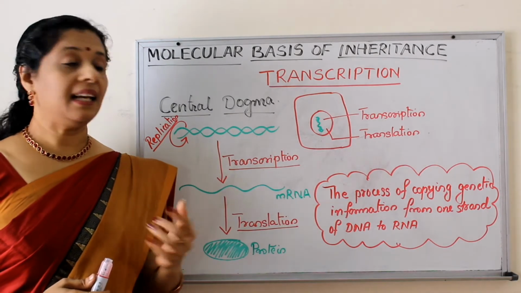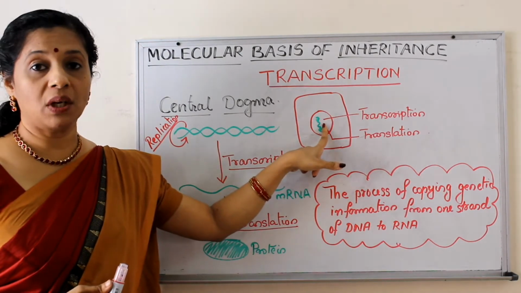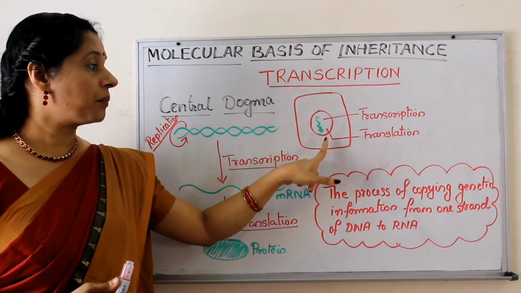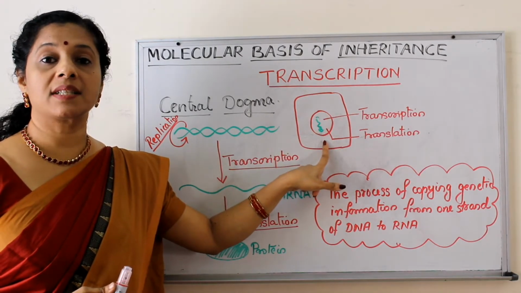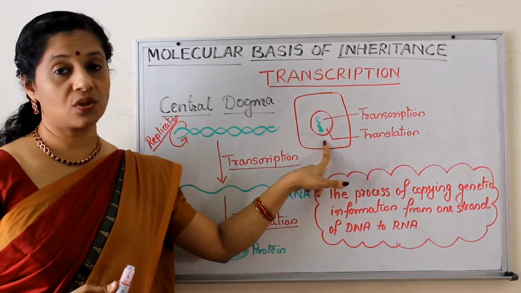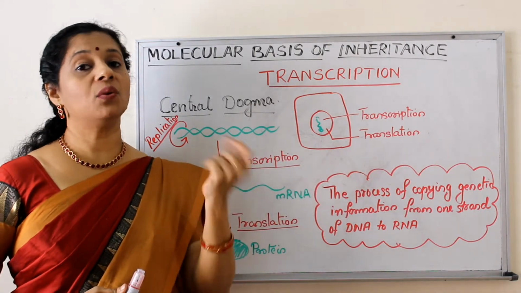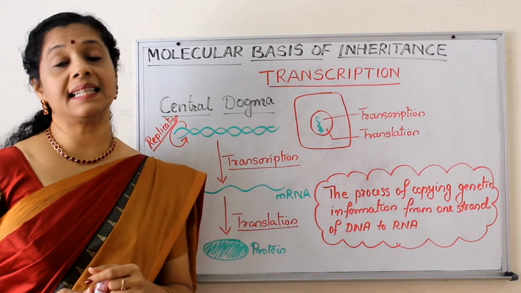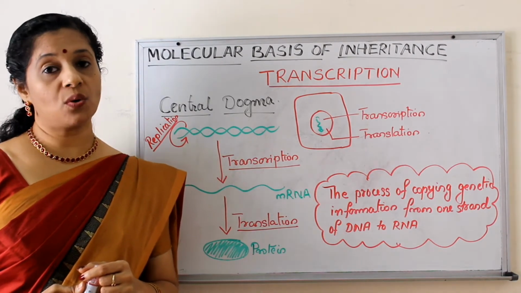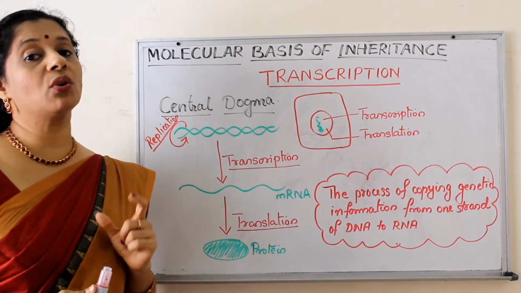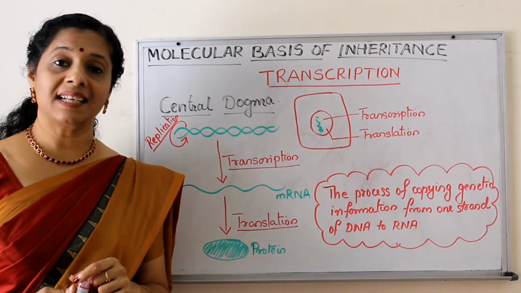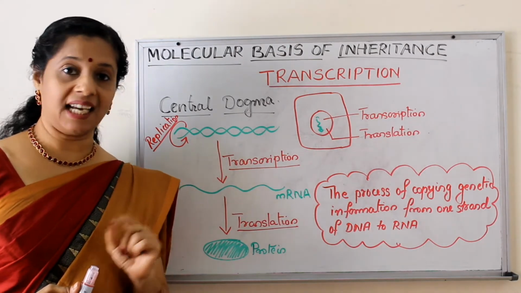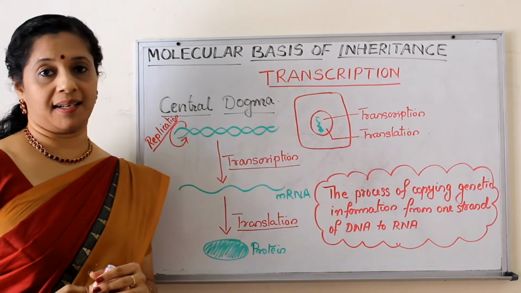Then, DNA is present within the nucleus in case of eukaryotes, whereas protein synthesis is happening outside in the cytoplasm. So, DNA cannot leave the nucleus and go out, and also DNA cannot directly synthesize protein. So, there is an intermediate molecule required, which is RNA. So, first, information on the DNA will be copied into RNA.